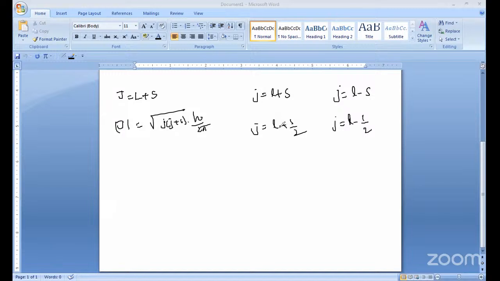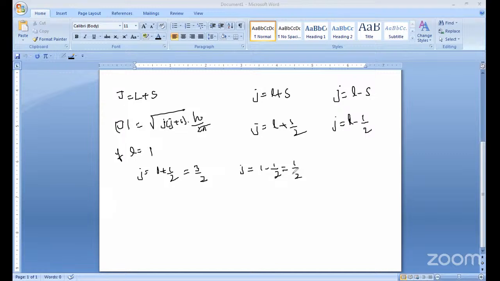If L is equal to 0, J will have only one value, that is half. Suppose we take L is equal to 1. Then J is equal to L plus half, that is 1 plus half, which gives 3 by 2 in one case. In the other case, J is equal to L minus half, where L is 1 and spin is minus half, giving half.